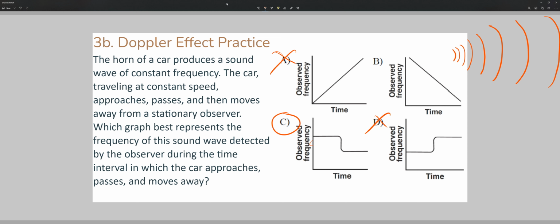This graph C is saying that your frequency is high and the wavelength stays the same. Well, I'm not really drawing it too well. Your wavelength stays the same up until the point you cross the observer, and then once you're moving away, your frequency will be lower, but it is constant. Your frequency is constant, you have the same wavelength. Whereas B is saying that your frequency gradually decreases over time. So C is the correct answer here.